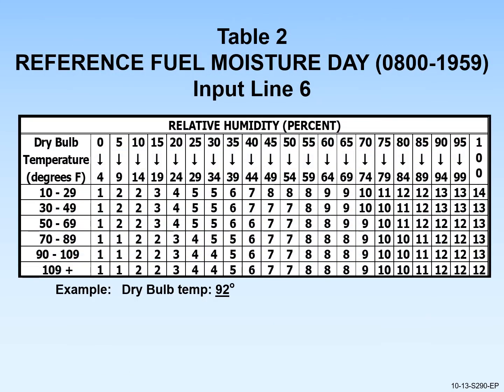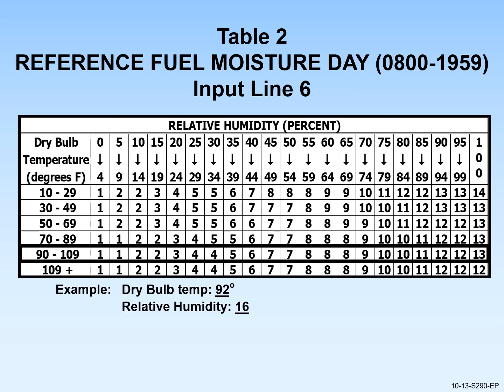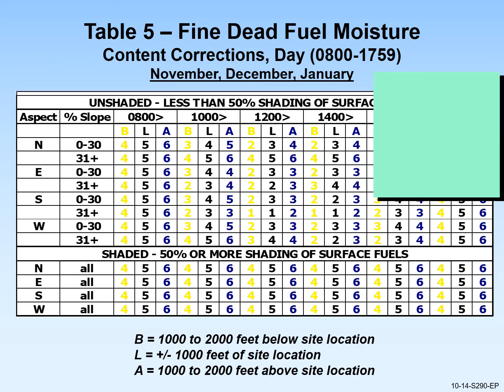Let's try one more. Now we have a dry bulb temperature of 92 degrees. We'll start again on table 2. We find the row that our temperature is in. Relative humidity of 16% would put us in this column, giving us a reference fuel moisture of 2. Now we look at our additional information for our fine dead fuel moisture correction.